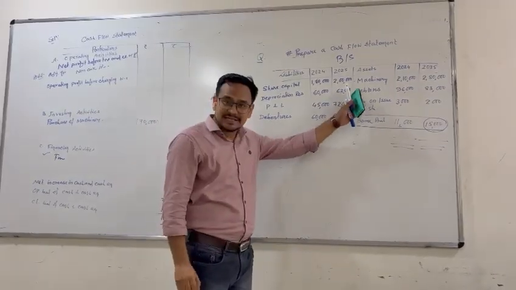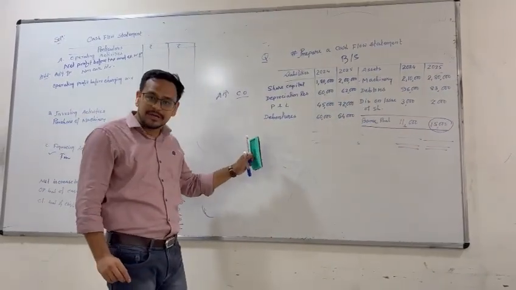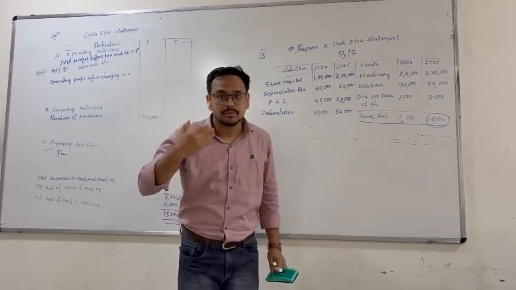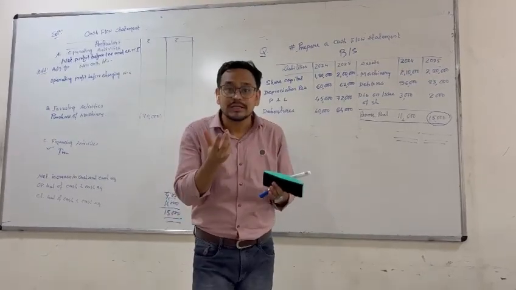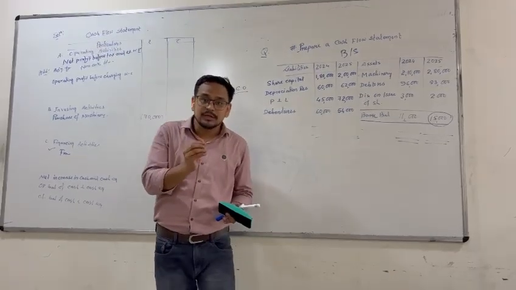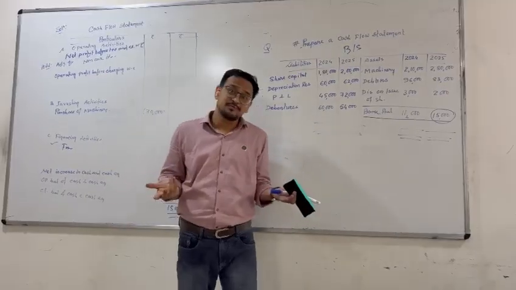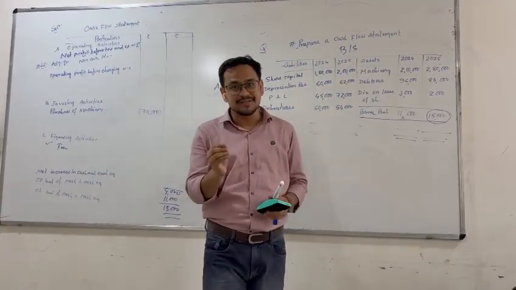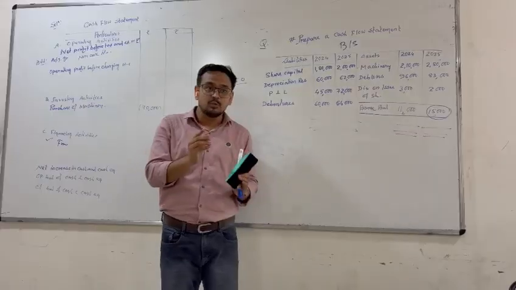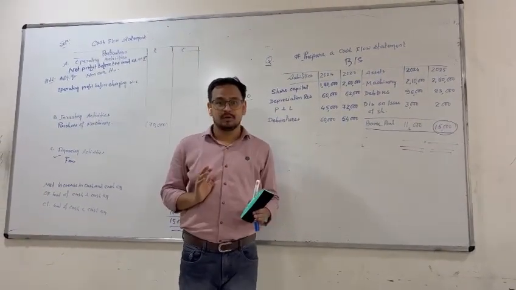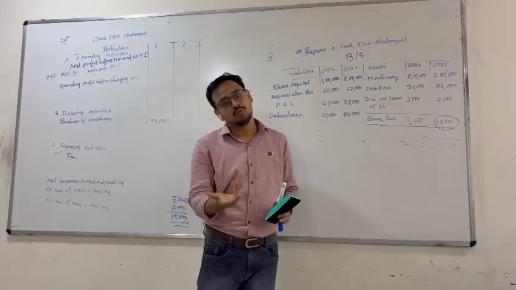So, current assets and current liabilities. This is called the change of current assets and change of current liabilities. It's called working capital. Working capital means current assets minus current liabilities. So what is working capital? Working capital means that capital which is necessary to run day-to-day business. For everyday business, we need working capital.